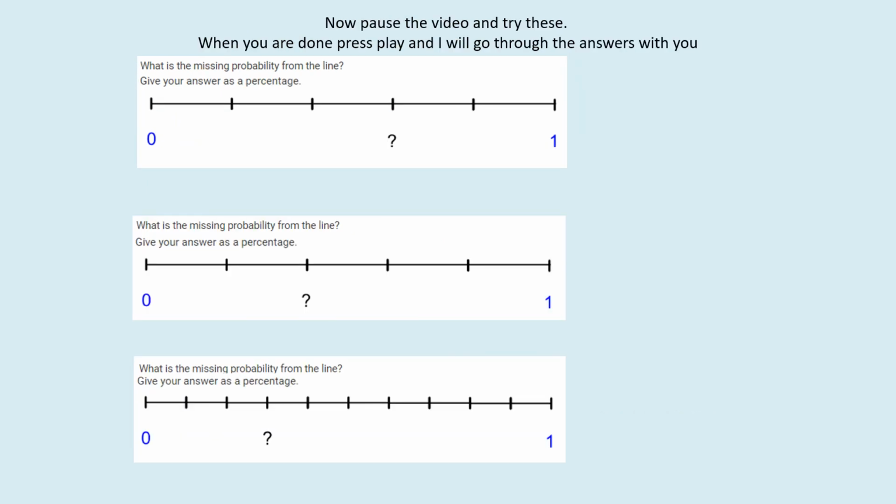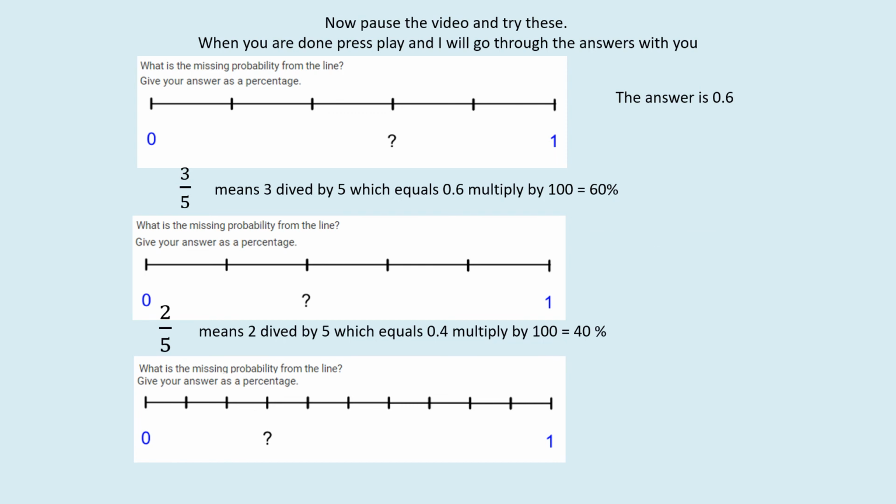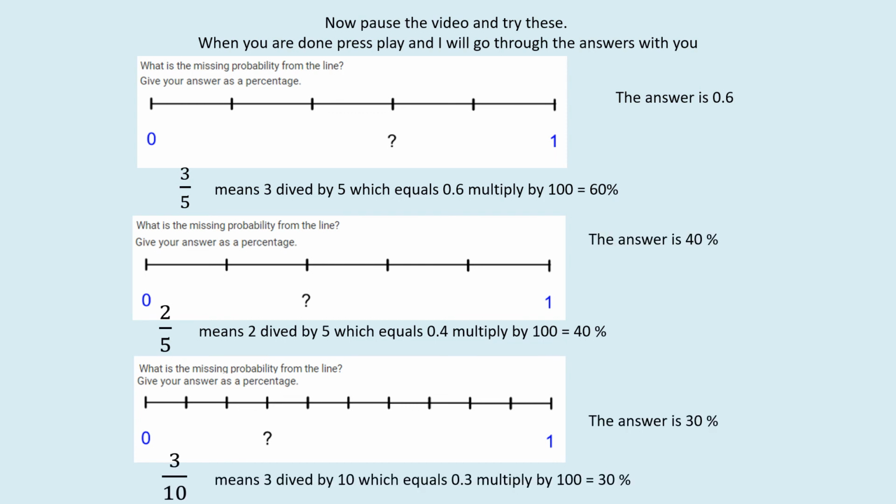Okay, so these are for you to try. Represent these probabilities on the number line as percentages. So pause the video and try them. When you're done, press play and I will display the answers for you. Okay, and here are the answers. Mark them. Use PAC marking. If you've made a mistake, try and figure out where it is. If you can't figure out your mistakes, email me and I will help you.